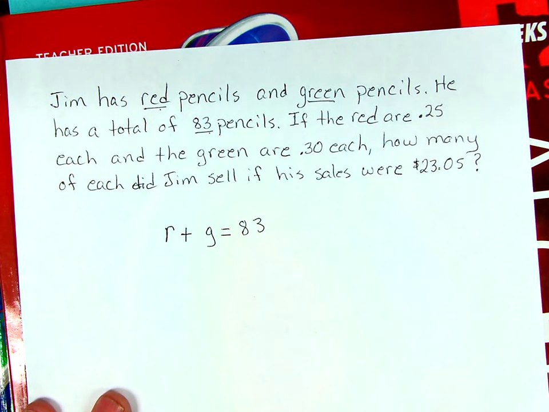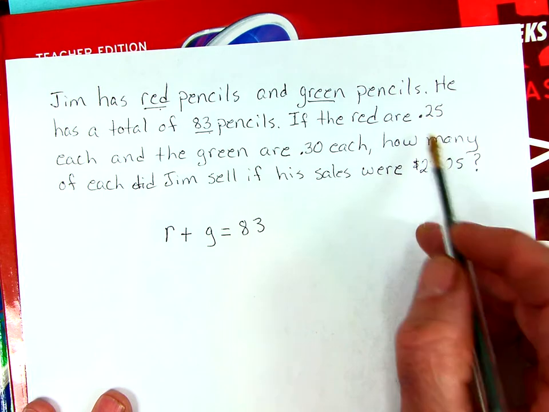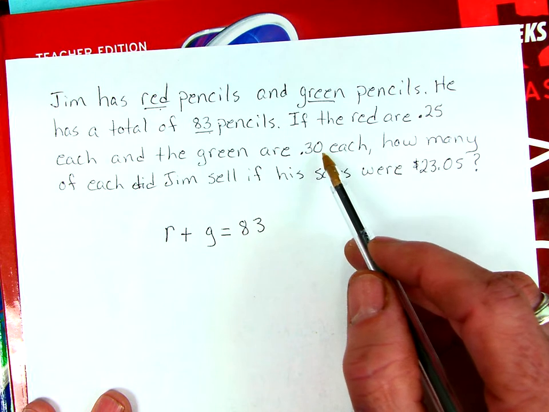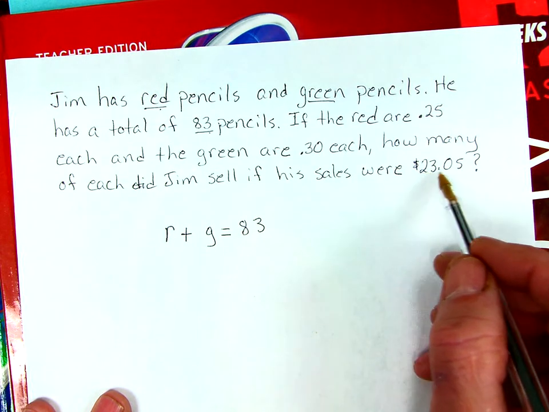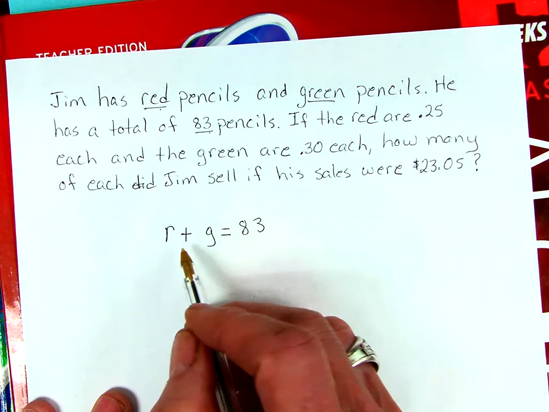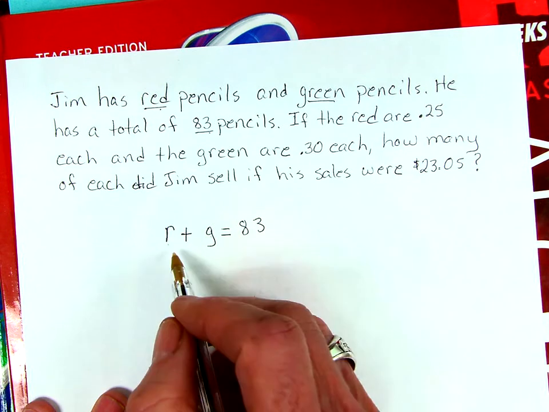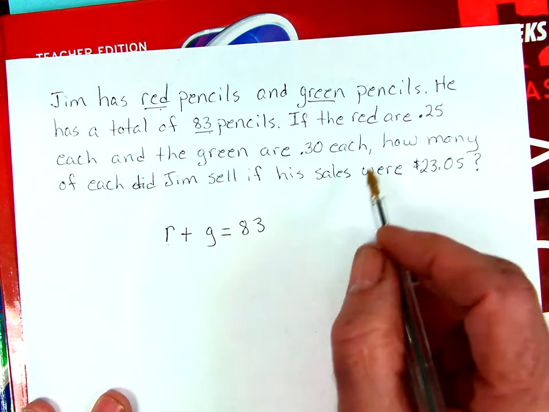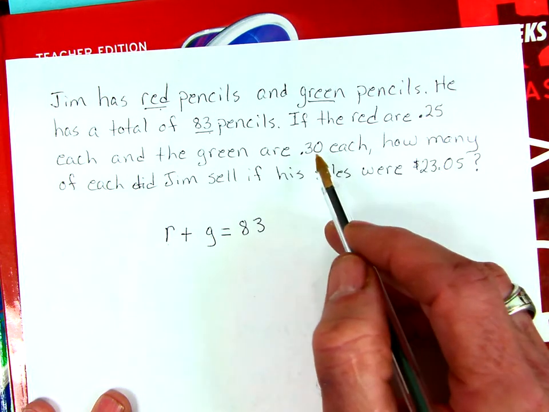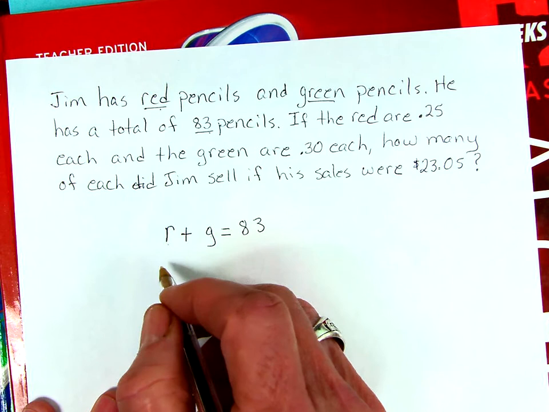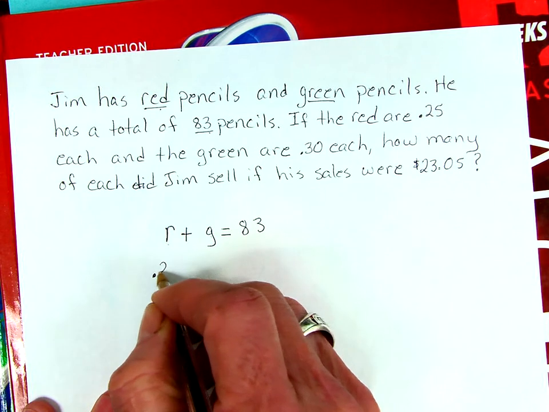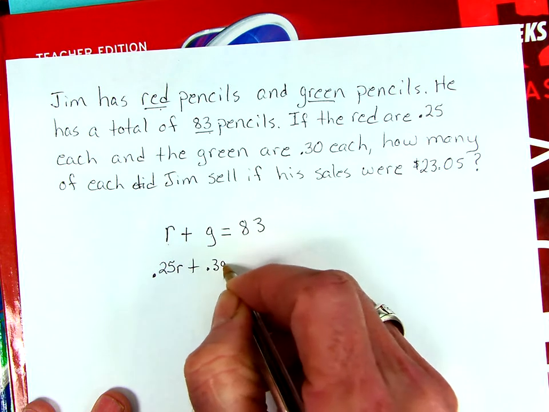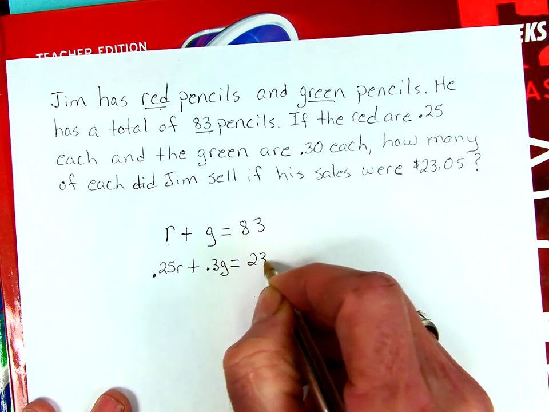Well, Jim sells these pencils. The red ones were 25 cents each. The green ones 30 cents each. And now he has another total, $23.05. First we begin with just the letters. That gives us one equation. Now we're going to use these letters again, but this time we're going to get the coefficients, which will be the values of each type of pencil. 0.25R plus 0.3G equals $23.05.